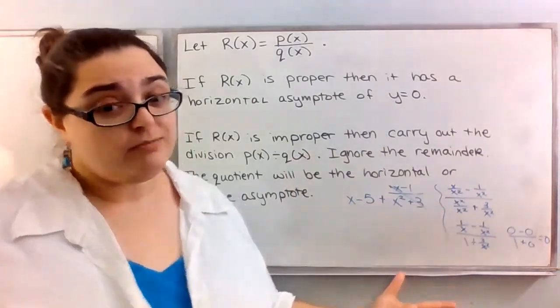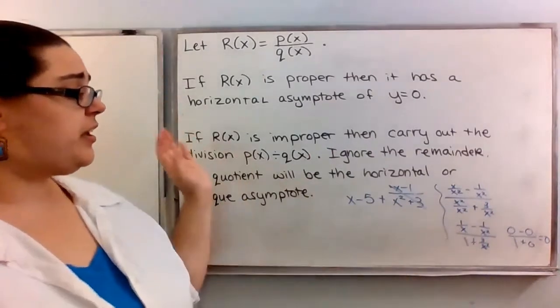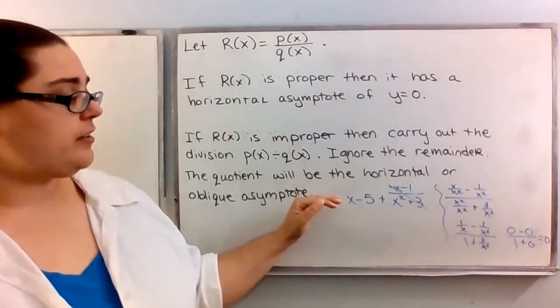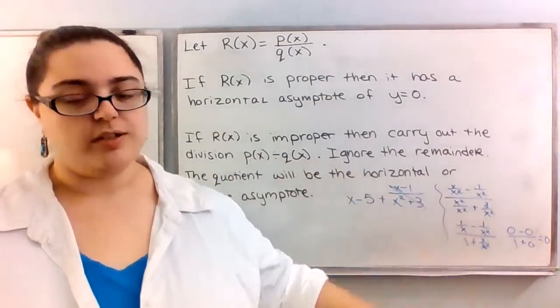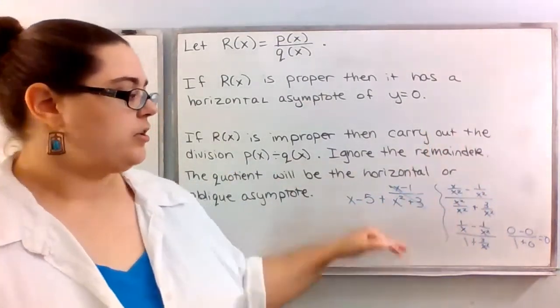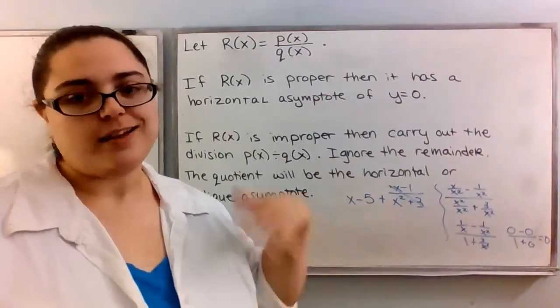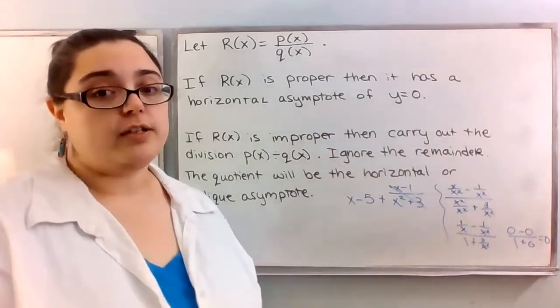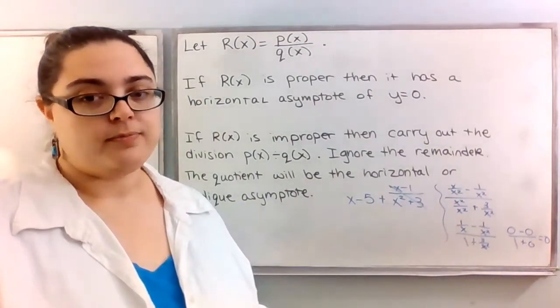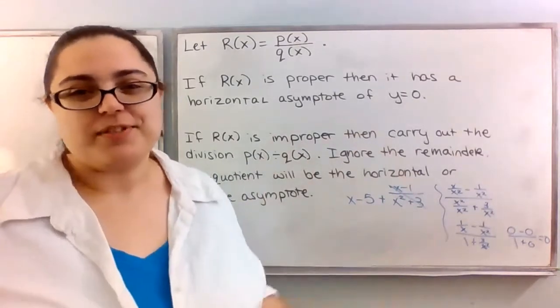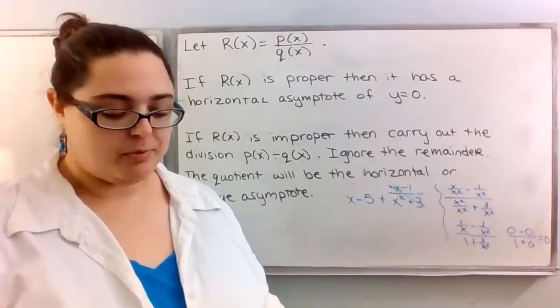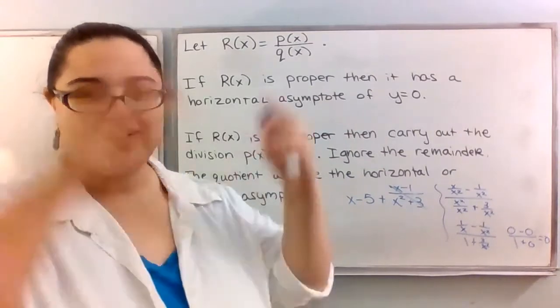So the big picture of this whole deal is, if you want to find the horizontal or oblique asymptote, carry out the long division, ignore the remainder, and just focus on what your answer was. That will be either the horizontal or the oblique asymptote. So let's do some examples of finding asymptotes and practice all of these concepts together.